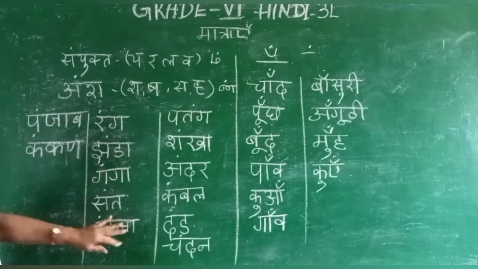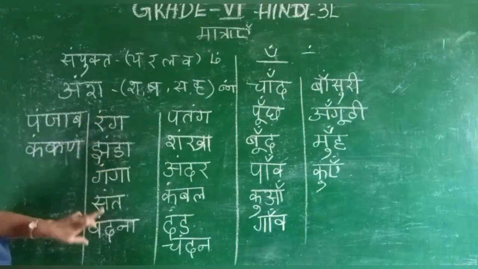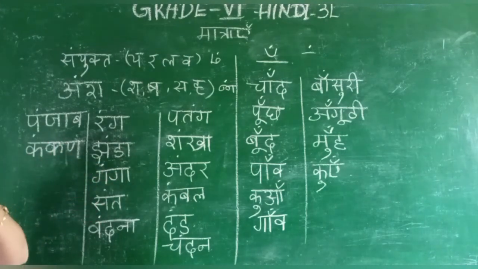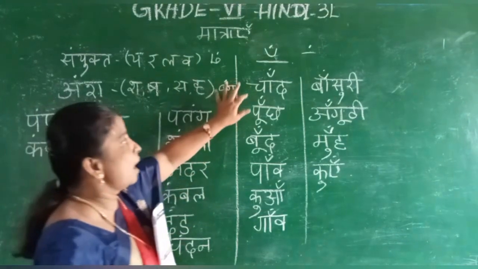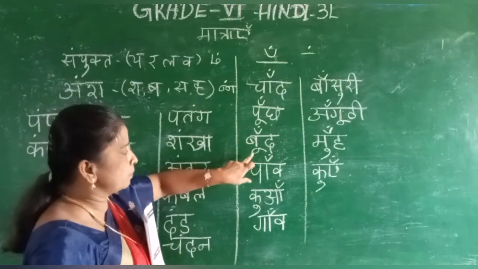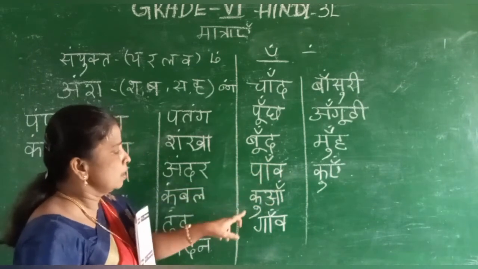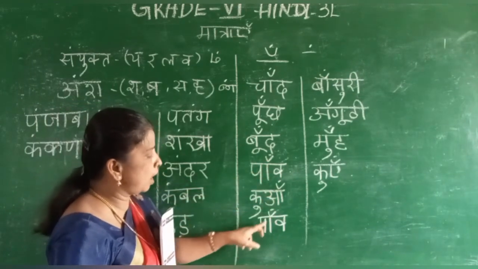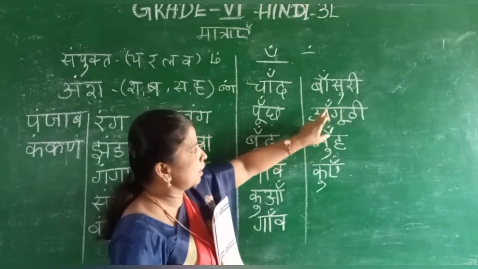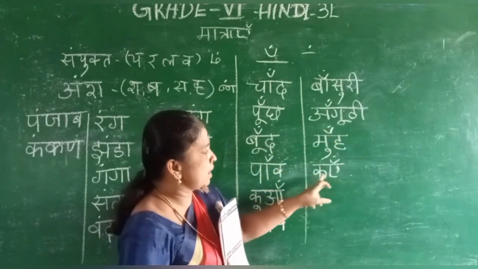Now, once again I revise these two. Ra, inga, rang, ja, inda, janda, ga, inga, ganga. Listen, this sound all comes from our mouth, not the nose. But this sound: cha, inda, chand, pu, incha, poonch, bu, inda, boond, pow, ku, kuam, gaon, ba, in, suri, bansuri, a, in, guti, anguti, mukh, kuye.